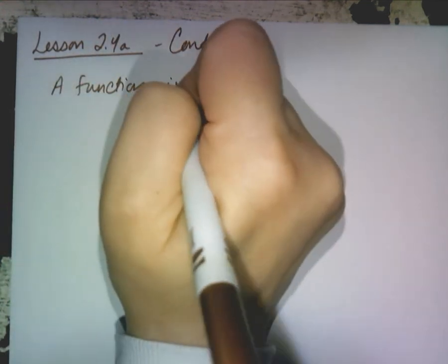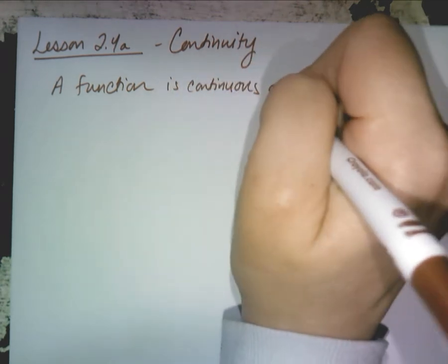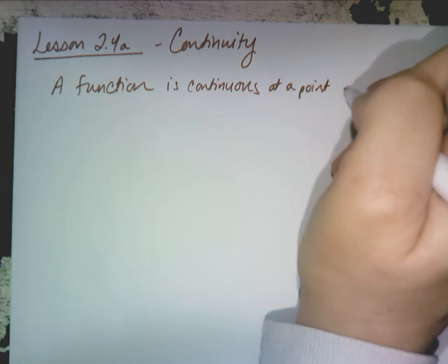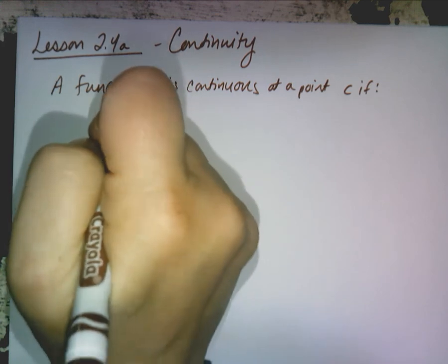A function is continuous at a point c if the following three things are true. These are the three things that you should remember, I hope, from last year. If you don't, it's all right.